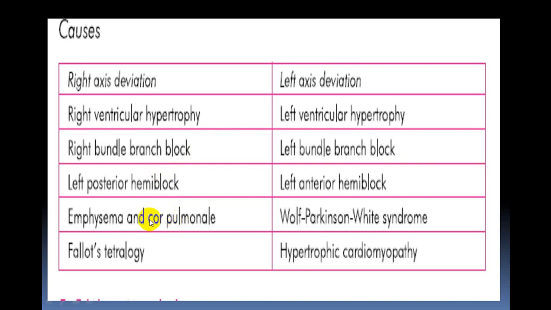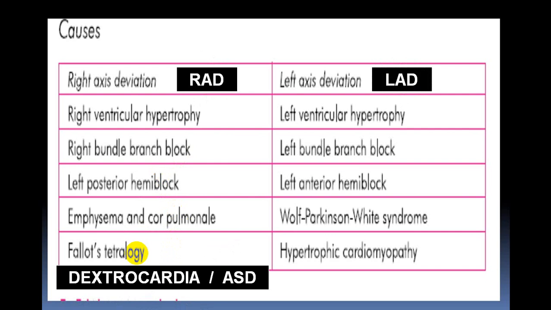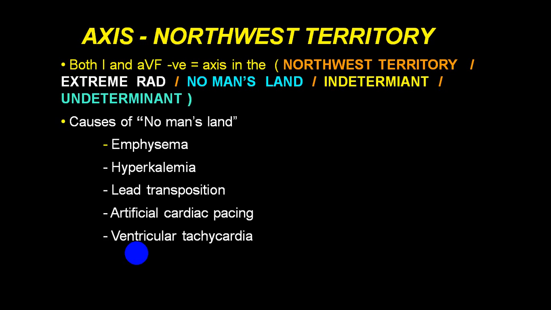Particularly in case of emphysema, acute cor pulmonale, you can have a right axis deviation, and also in a case of Fallot's tetralogy. Don't forget dextrocardia with atrial septal defects.